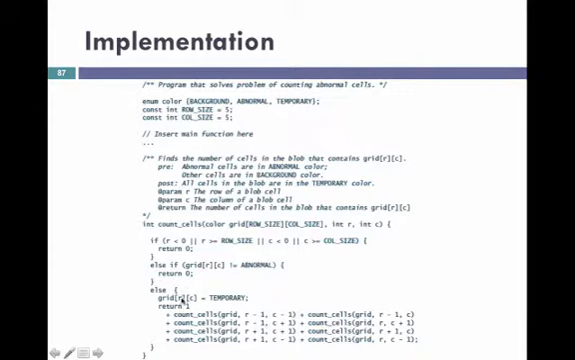Otherwise, we set the color to temporary at this grid cell's location, and we return 1 plus a recursive call. Here are 4 recursive calls, in fact, I'm sorry, there are 8 recursive calls. Notice we have R-1, C-1, R-1, C, R-1, C+1, etc. If you look here, you'll see that these indexes correspond to the 8 neighbors for a location in the grid.